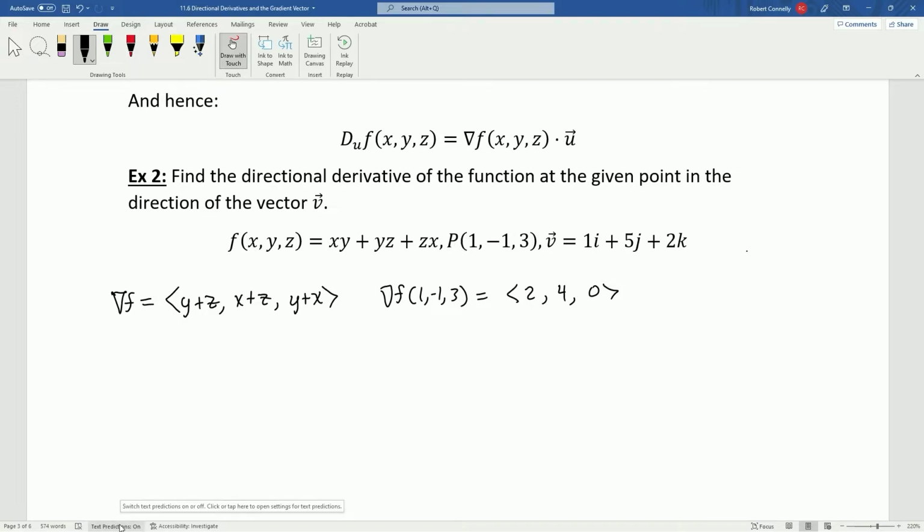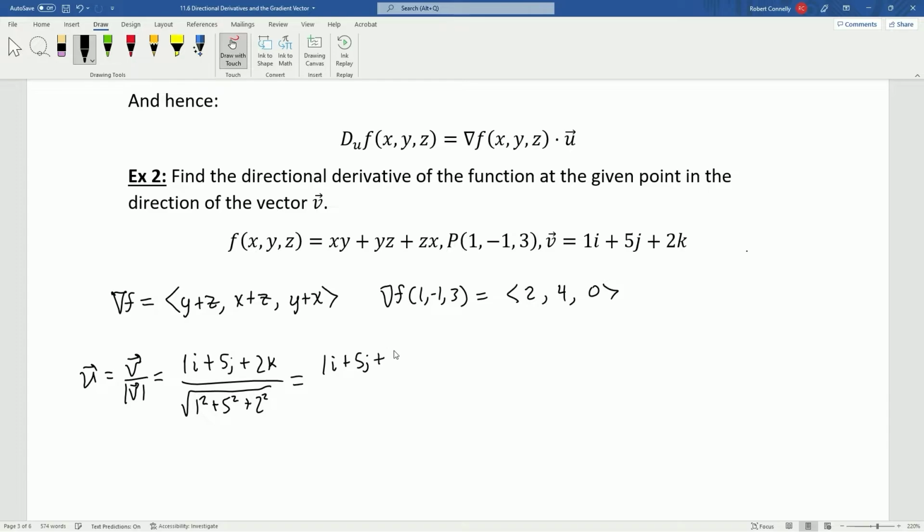Okay, now we need to find the unit vector. So we have v. So of course our unit vector should be v divided by its magnitude. So that's 1i plus 5j plus 2k divided by the square root of 1 squared plus 5 squared plus 2 squared. That's 1i plus 5j plus 2k divided by, well, this is 1 plus 25 plus 4. So that should be 30. So that's root 30.